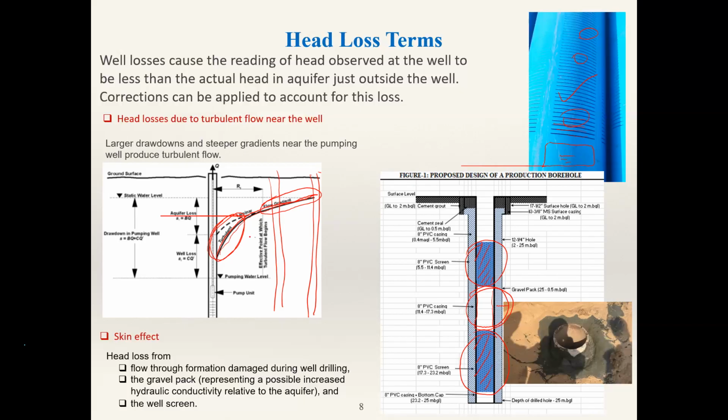So a higher gradient means the velocity is higher. When the water velocity becomes higher, you have learned in pipe flow, for example, head loss increases with the velocity. When the velocity is higher, head loss is higher. So the flow can become turbulent near the pumping well. Therefore, the head loss can be higher than what we expect. Probably you remember we discussed that the Darcy equation is applicable only when the Reynolds number is less than 1.